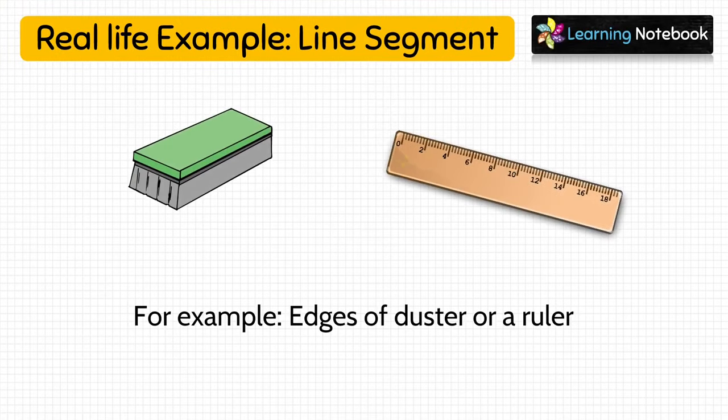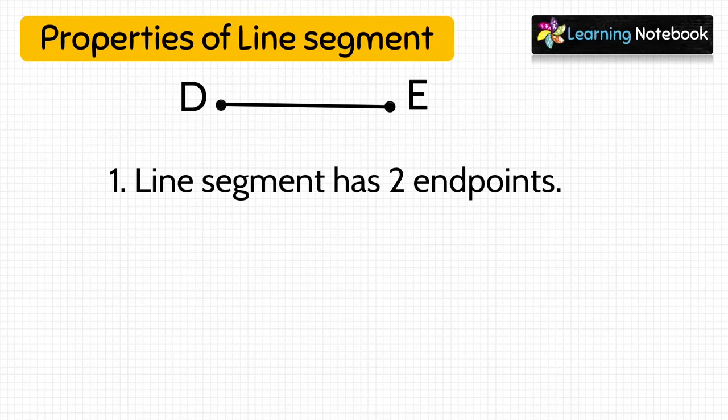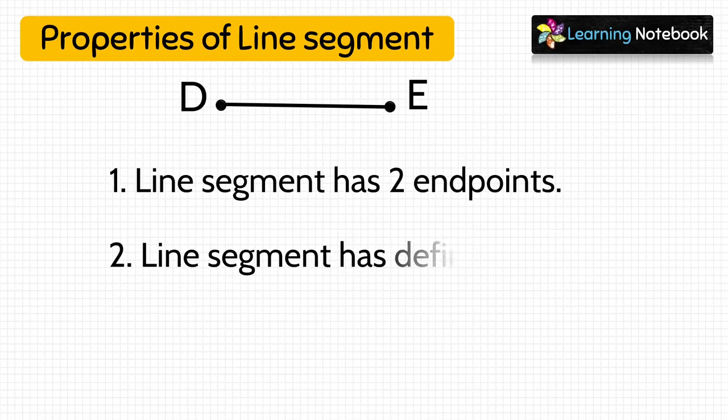Now, let's see some real-life examples of line segment. Edges of a duster or edges of a ruler. They are line segments because they have a definite length. So, students, we have learned two properties of line segment. First is, line segment has two end points. Like here, D and E are two end points of line segment DE. And the second property is that the line segment has definite length.